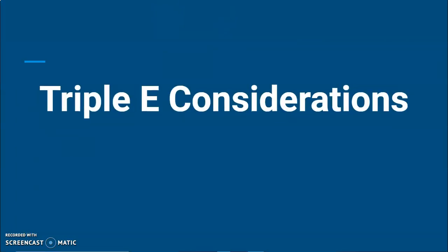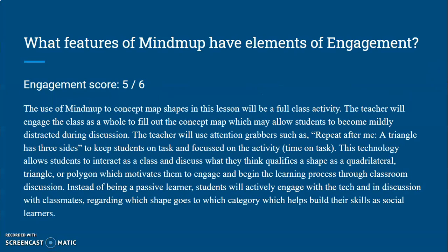Next, we'll cover the Triple E considerations that we decided to include in our project here. What features of MindMup have elements of engagement? We decided to put our engagement score as a 5 out of 6.